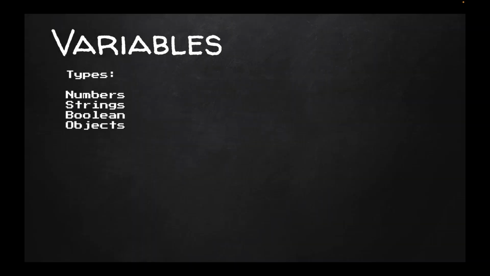Now, for variables, there are many, many types, and JavaScript is a very unique language. JavaScript and other dynamic languages. Python's another dynamic language.